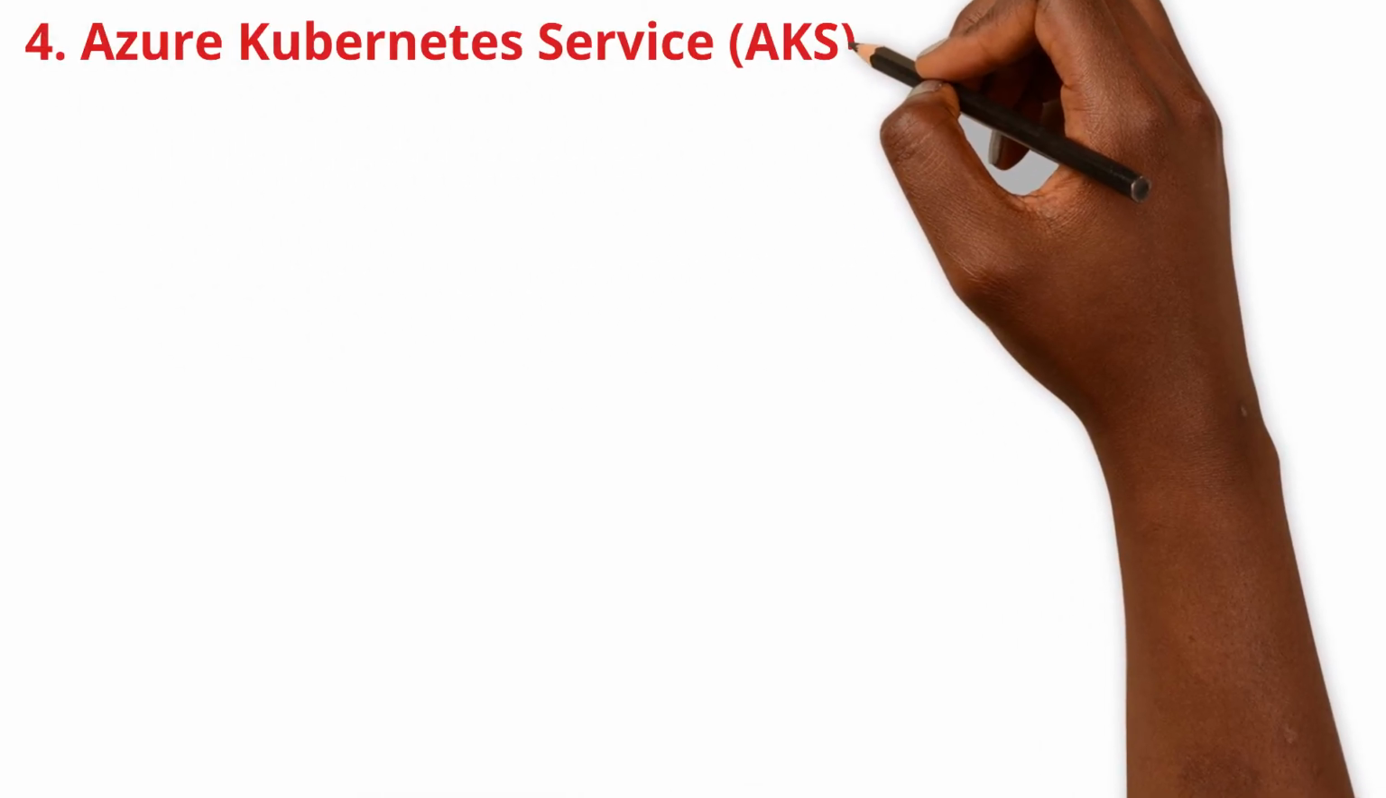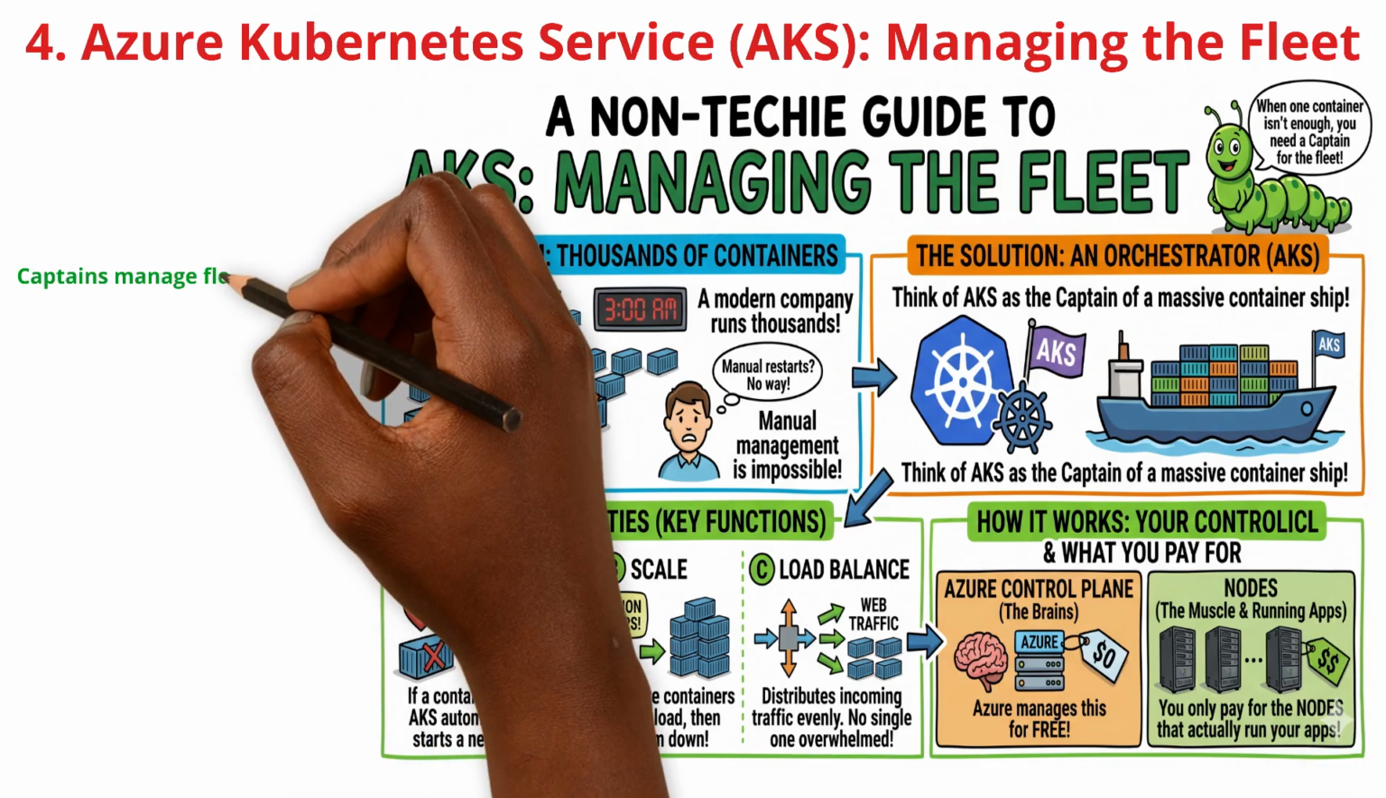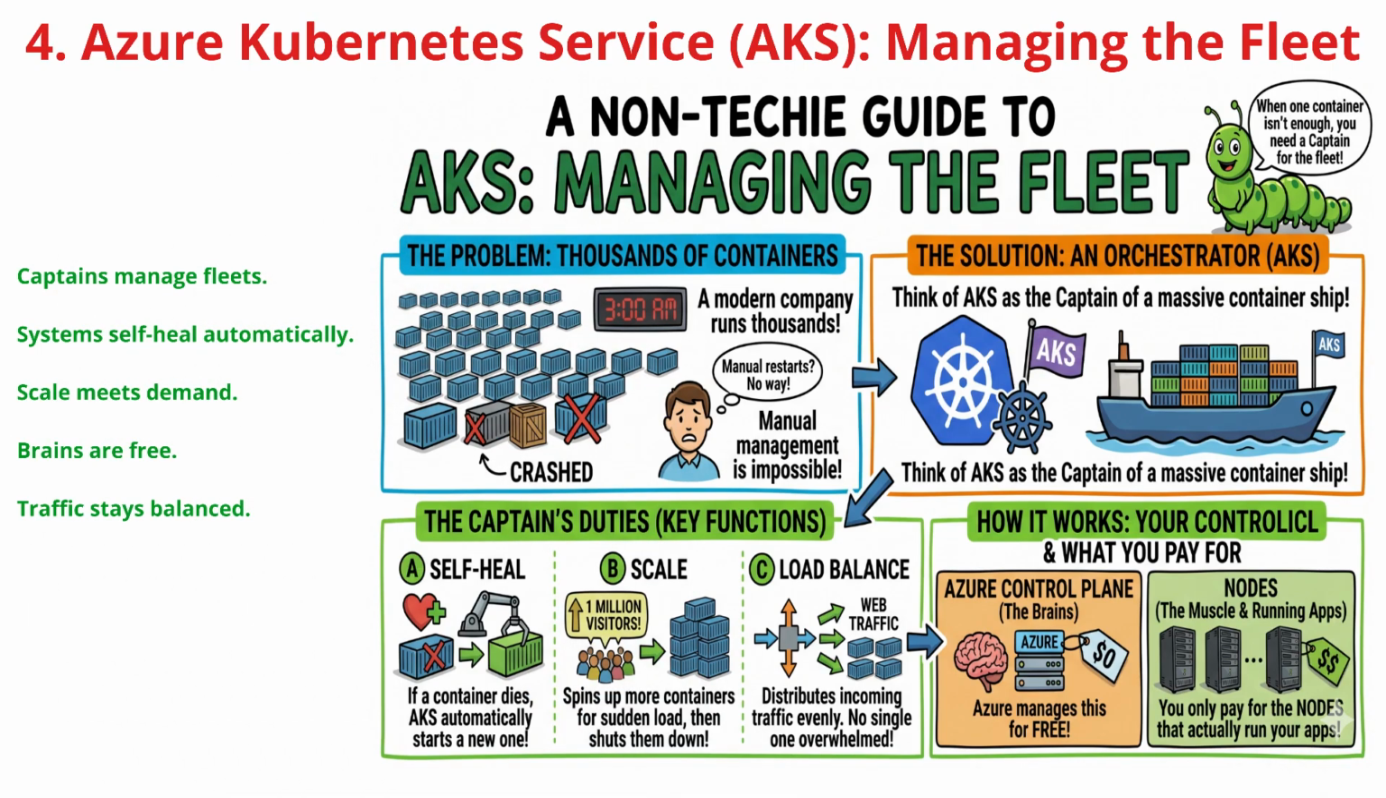If running a single container is like driving a car, managing thousands of them is like commanding a massive fleet of ships. Imagine it's 3 a.m. and dozens of your containers suddenly crash. You don't want a human frantically trying to restart them. You need a captain, and that's Azure Kubernetes Service, or AKS. AKS is the ultimate orchestrator. Its first job is to self-heal. If a container dies, the captain immediately replaces it.